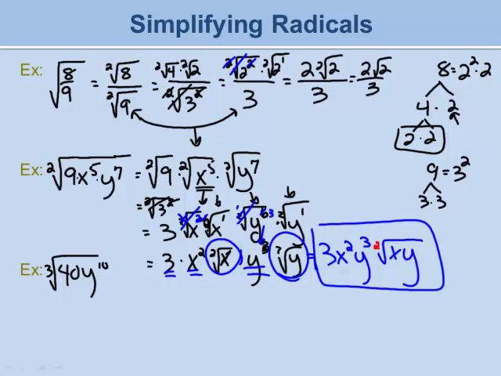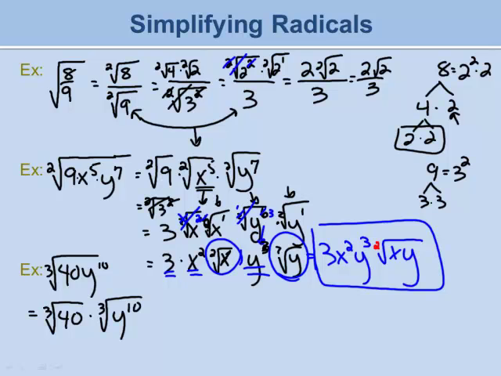All right, the cube root of 40y to the 10th. First step is we're going to split that out into two separate radicals. So that would give us the cube root of 40 times the cube root of y to the 10th. 40 is not a perfect cube, so we're going to break it down and see if we can find any cubes in it.